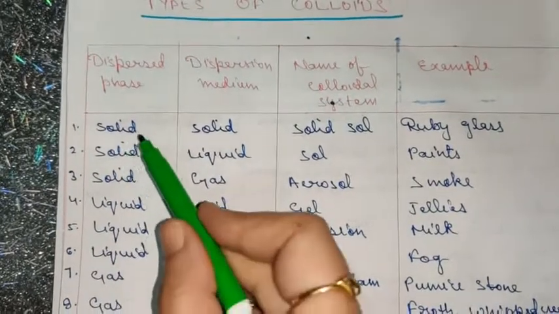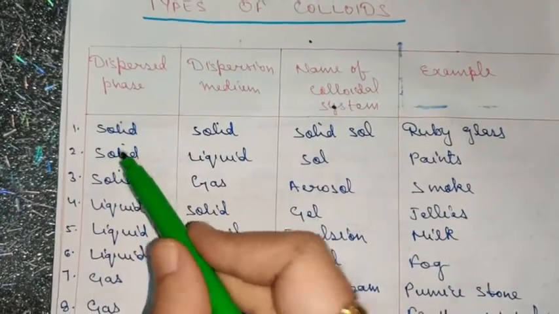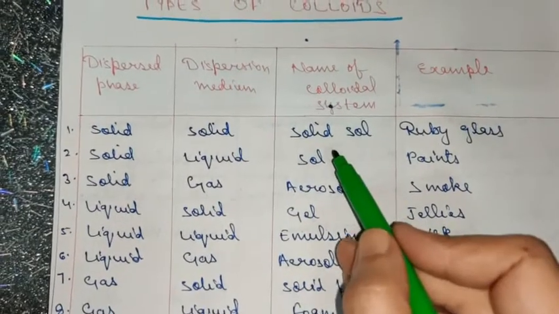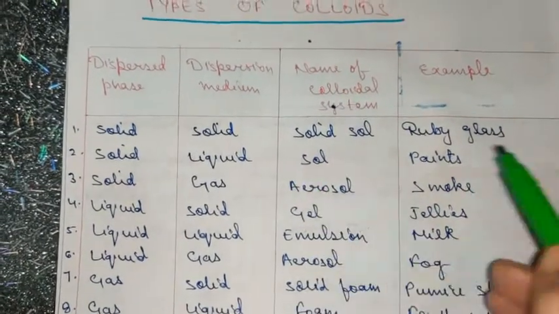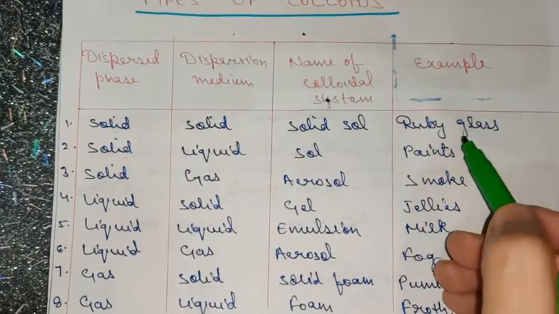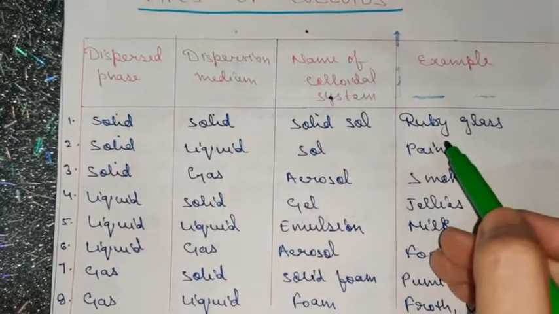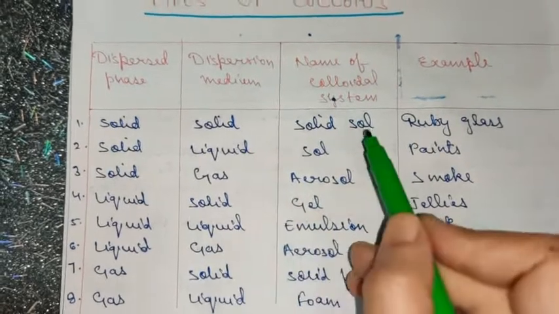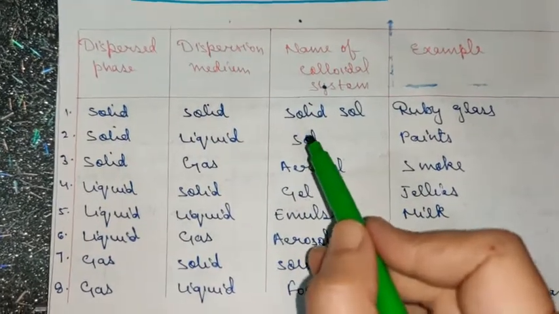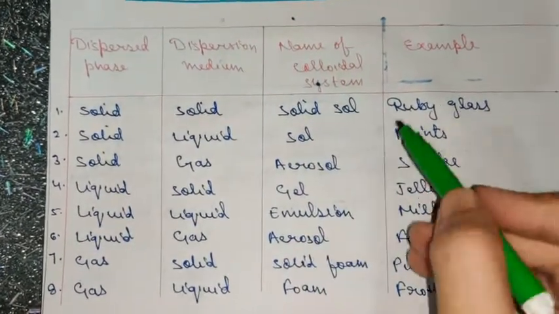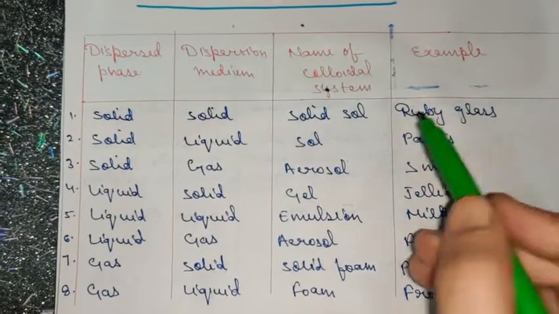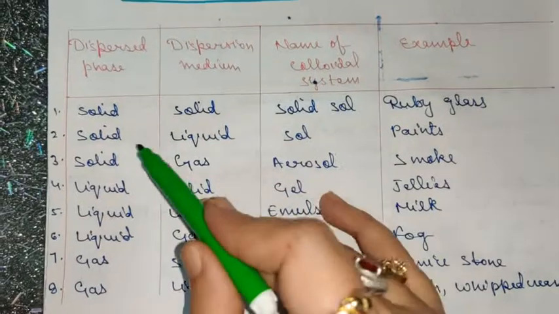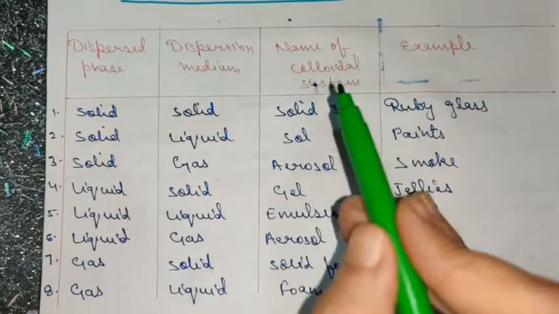Then next category, when the dispersed phase is solid and dispersion medium is liquid, then the type of colloidal solution that is prepared is known as sol, and the example of it is paints. To prepare paints, what happens? In liquid, solids are mixed, okay, and the colloidal system is known as sol. Please, children, remember these examples and the names and these two also. You cannot interchange this. Dispersed phase will remain dispersed phase and medium will remain medium.